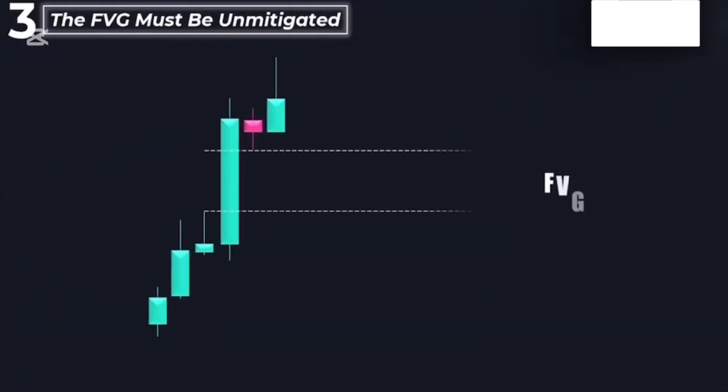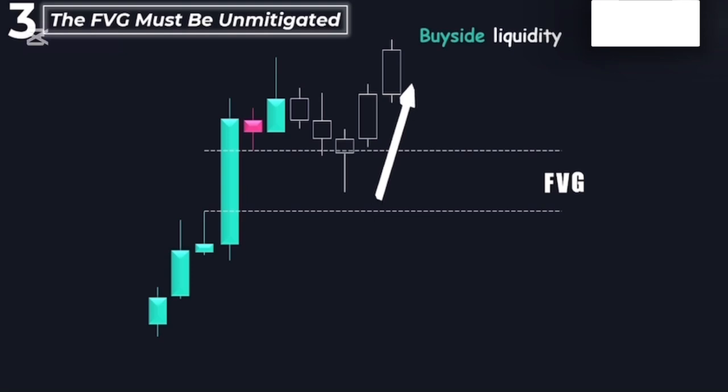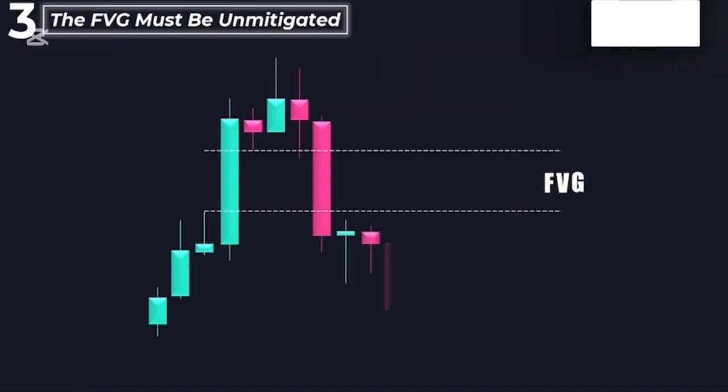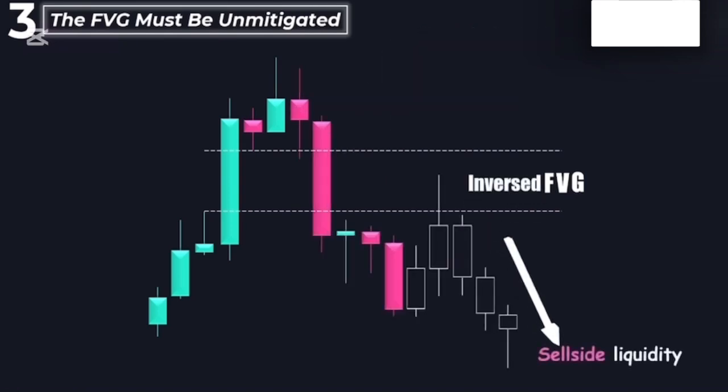Also, you can often predict the market's next move based on how price behaves when it first enters the FVG. If price respects the FVG and rejects upward, it likely acts as support, and we can expect a move toward buy-side liquidity. But if price violates the FVG by breaking and closing below it, the zone flips into an inversed FVG, now acting as resistance, and price is more likely to target sell-side liquidity below.